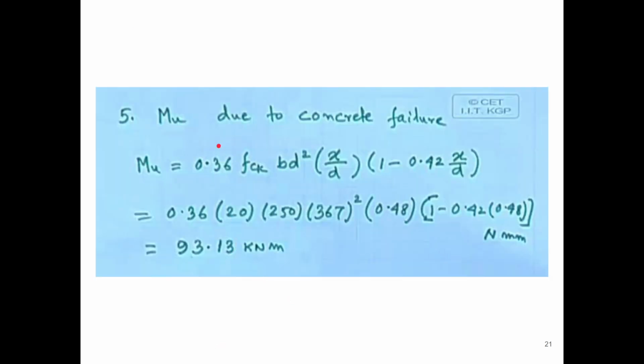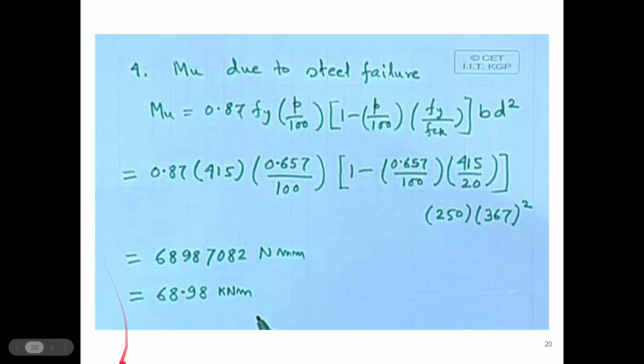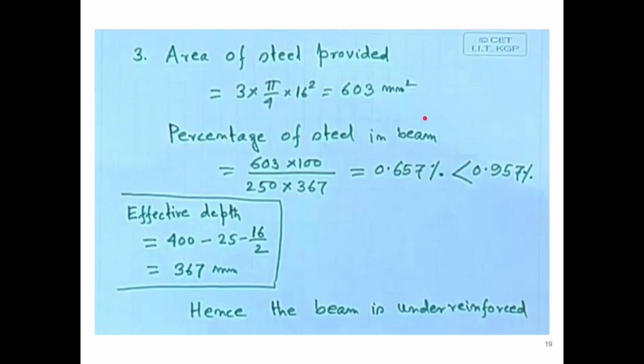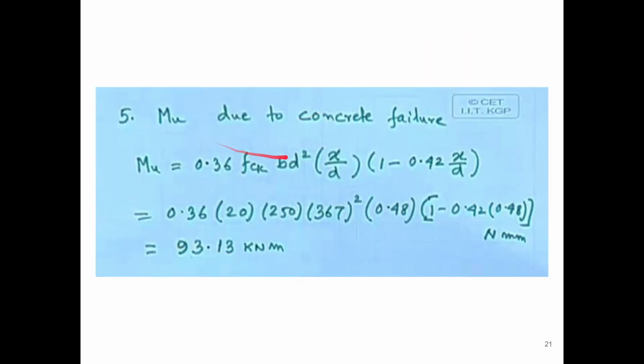So this is the moment carrying capacity with respect to steel, due to steel failure, because it is under reinforced. If we would have considered the moment carrying capacity due to concrete failure, again we will use the standard equation, which is 0.36 fck bd square into x by d into 1 minus 0.42 x by d, right? Substituting the values, we get the moment carrying capacity as 93.13 kilonewton meter. So definitely it will be more, because it is an under reinforced section, right?